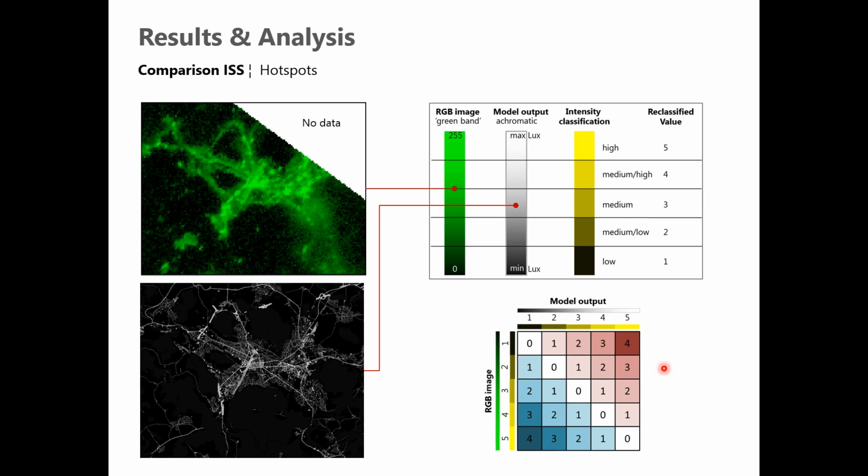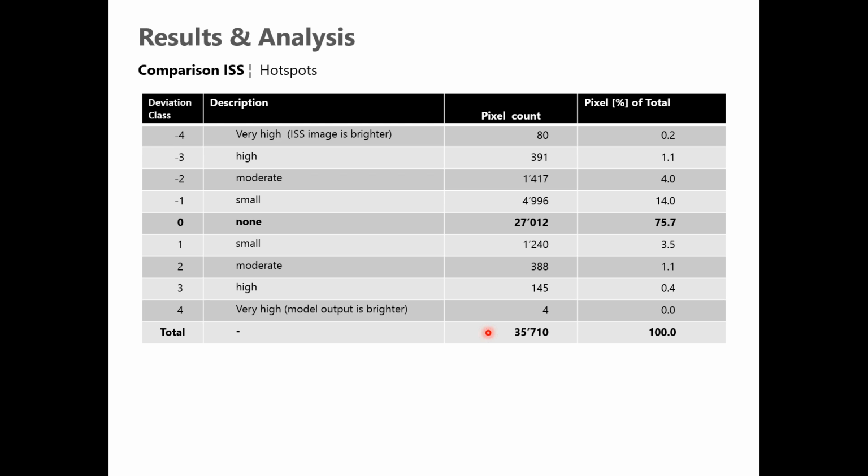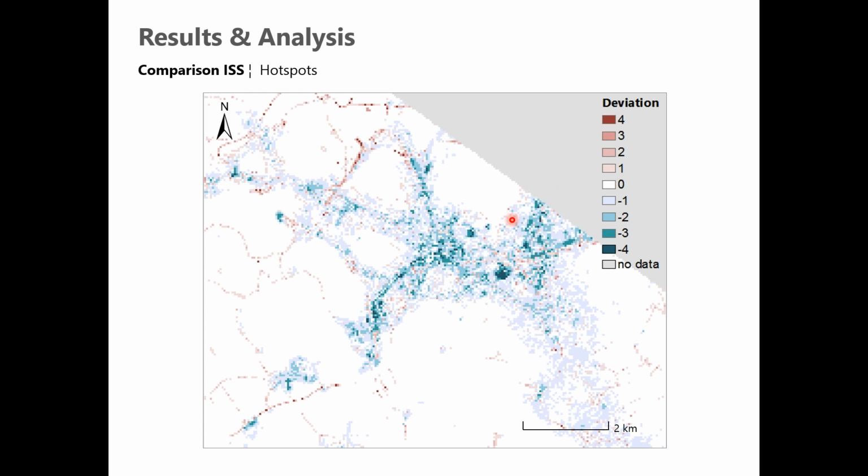I used a green band for this and came up with a calculation of how accurate my image is compared to the photo from space. So this is the result. I understood that the modeled result is quite accurate, with more than 75% of pixels with no significant difference. There are some deviations between the two images, which I map here.